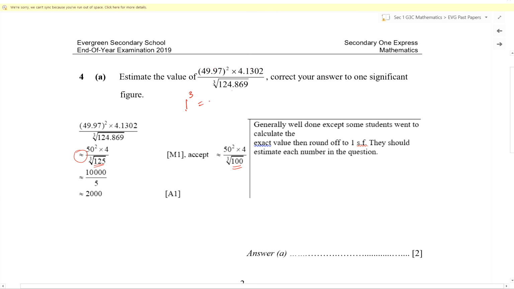1 power 3 is 1. 2 power 3 is 8. 3 power 3 is 27. 4 power 3, 64. 5 power 3 is 125. So when you cube root this, you get 5. When you cube root 64, you get 4. When you cube root 27, you get 3. So they are actually trying to get you to realize that 124.869 is very close to 125. And when you cube root that, you get 5, and that's how you get a value of 2000.